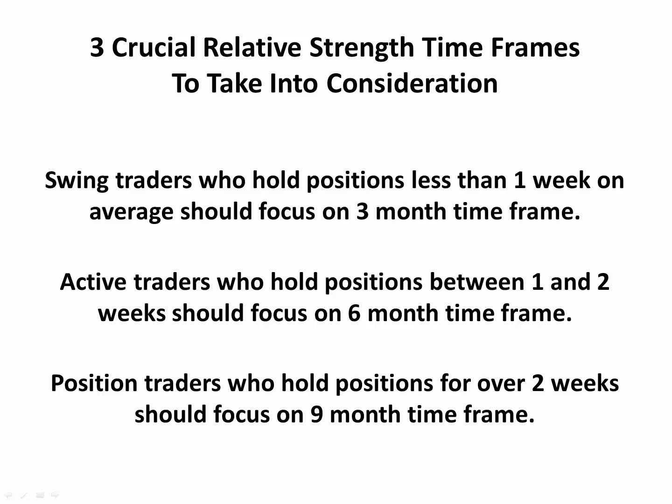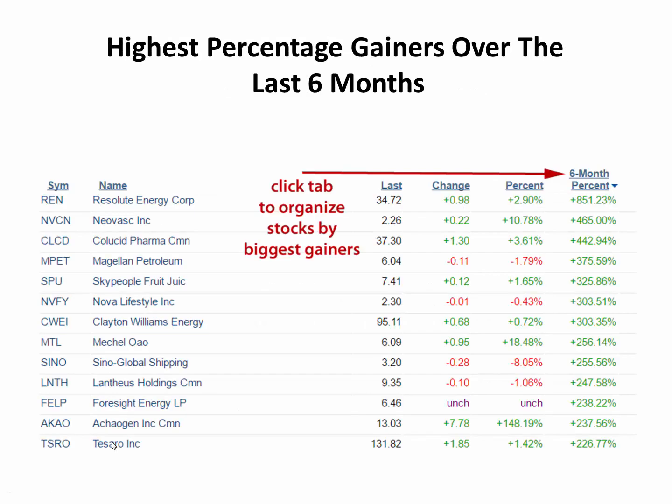And this is an example of stocks that are making the highest percentage gains over the past 6 months. I usually begin by clicking on the percent change tab to organize the stocks with the biggest percent change to show up at the top. And what I would do is only select stocks from this list that fit a specific criteria, and this will eliminate a very large portion of stocks from the list.